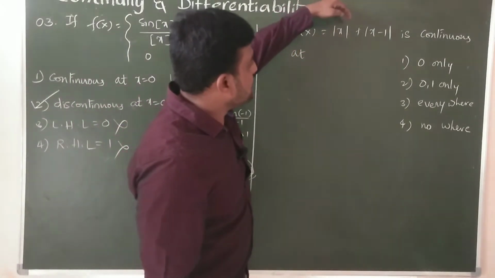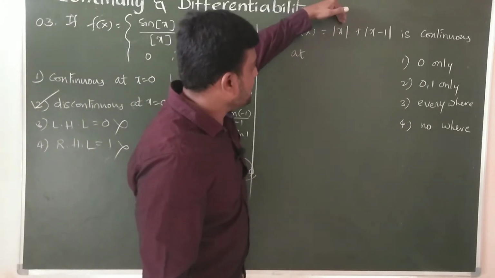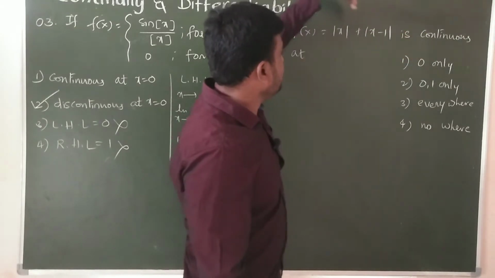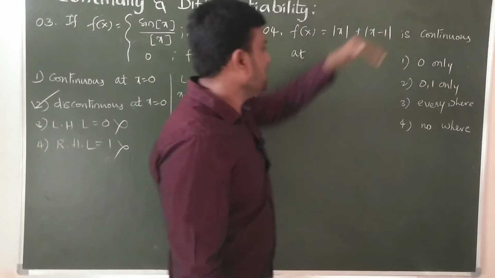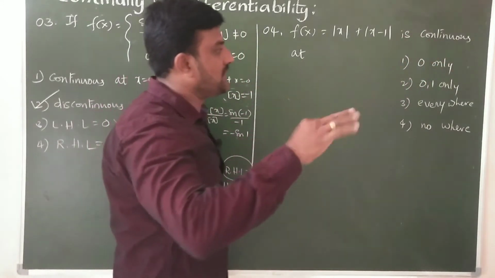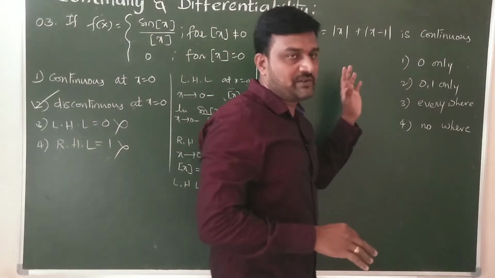Clearly we know 0. Suppose substituting 0 here, we will get 1. Yes or no? For 1 plus 1 minus 1 is 1. Okay. Clearly we know for 0 and 1 it should be continuous.